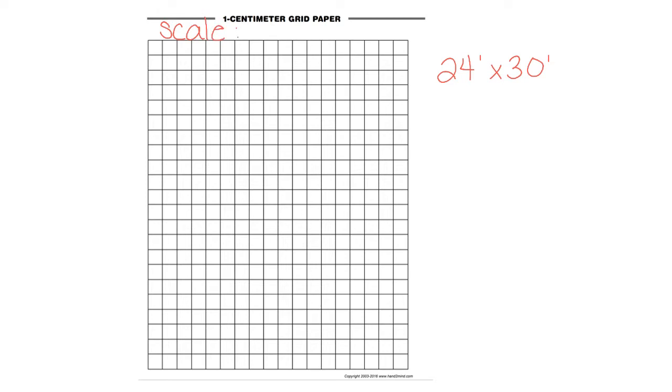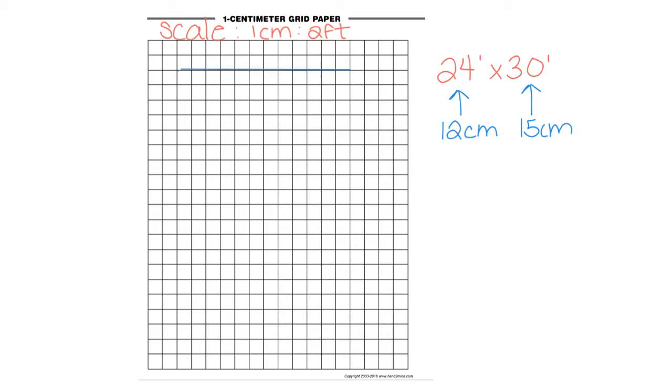So we would write scale, and I'm going to have 1 centimeter for every 2 feet. Okay, so what that means is that for every 2 feet is 1 centimeter. So I'm going to divide this by 2, and that gives me 12 centimeters. So that's 12 boxes. Okay. And then this is going to be 15 centimeters, so 15 boxes when I go ahead and draw the outline of my classroom. So I'm going to do that now.